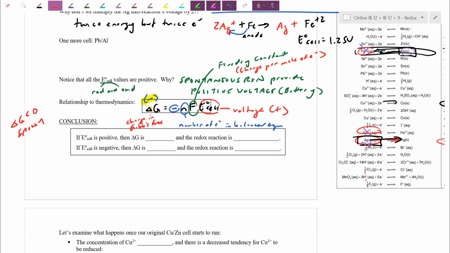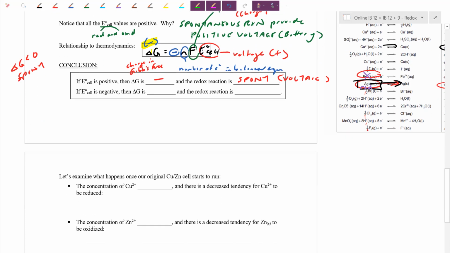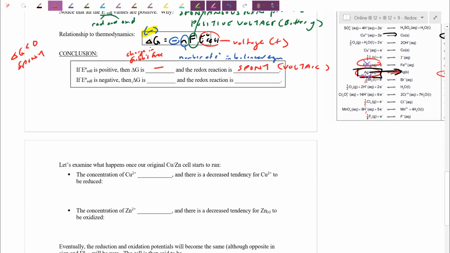So here's our conclusion. For an E cell that's positive, delta G is actually negative, and our reaction is spontaneous. We have what's referred to as a voltaic cell or a Daniell cell, like we're talking about now. Later on in this chapter, we're going to talk about what if your delta E cell is actually negative. Then delta G is negative, negative, and negative becomes positive, and therefore the redox reaction is non-spontaneous. That's going to be called the electrolytic cell later on.